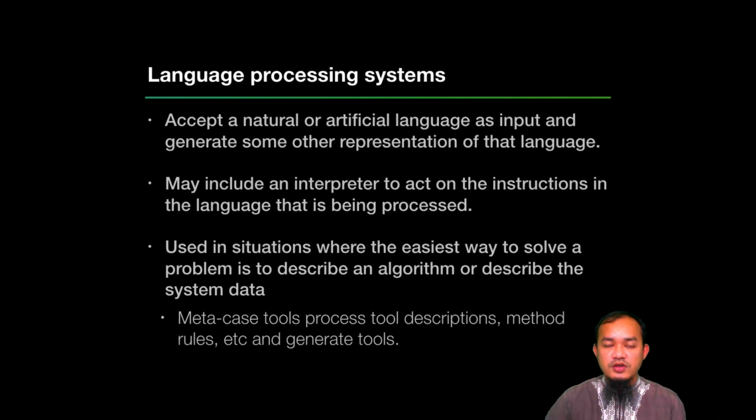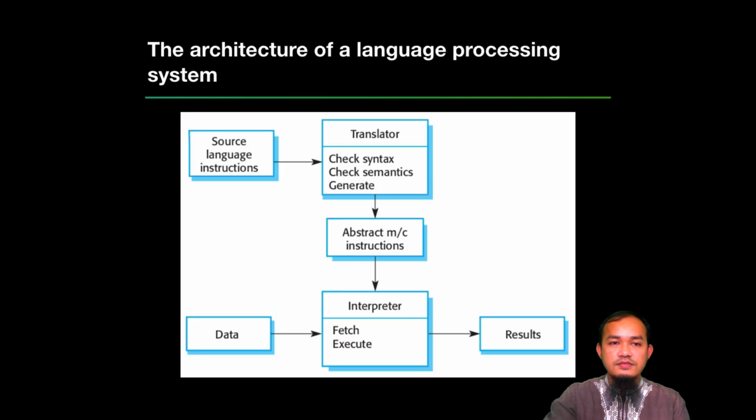In computers also, we can translate from the syntax of a programming language to machine language. They are using language processing systems. You see this one, the architecture of a language processing system. There are many things related to this system. For example, source language instruction, translator, abstract instruction used to translate it, and then interpreter, data, and then fetch, execute, and resolve. This is one of what we call an interpreter.